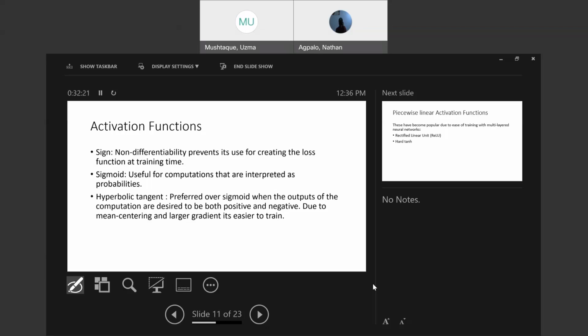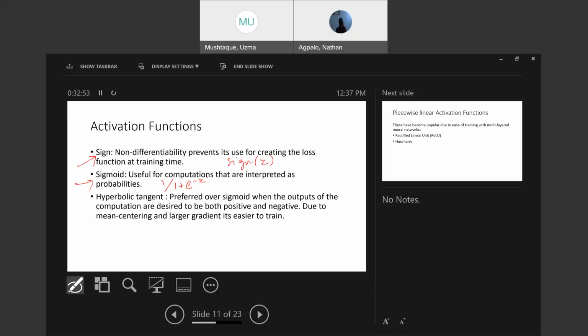Now, as I said, the non-differentiability of sign prevents its use for creating the loss function at training time, especially with large networks. It becomes an issue because it's not smooth. Sigmoid is good because it's useful for computations that are interpreted as probabilities, as we saw. This is how I write the output. In this case, it was 1 over 1 plus e to the minus z.